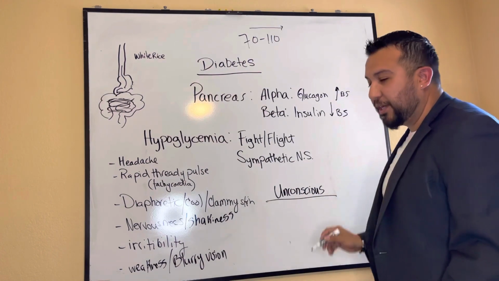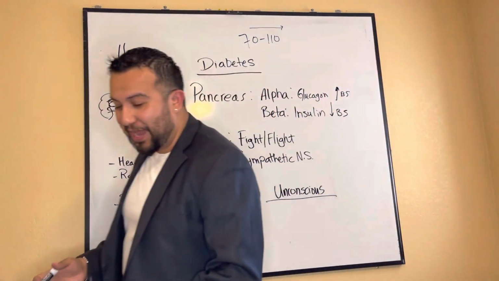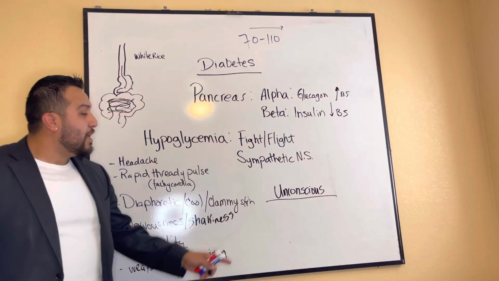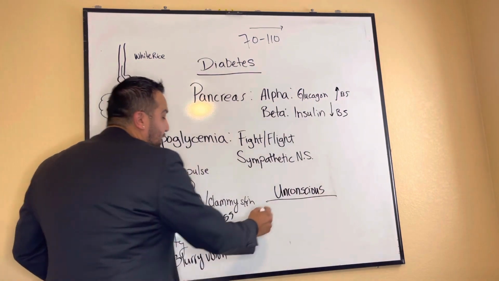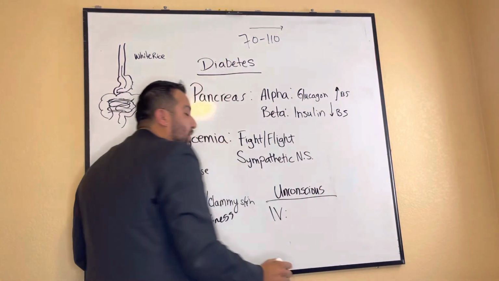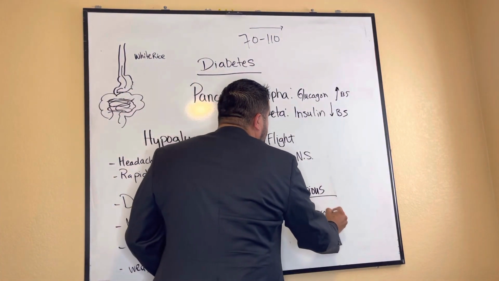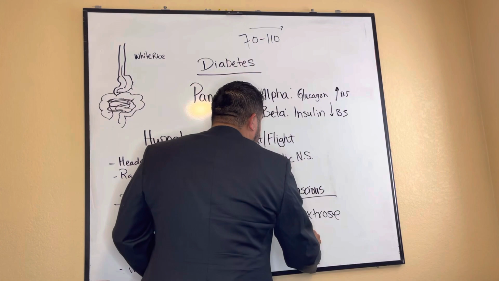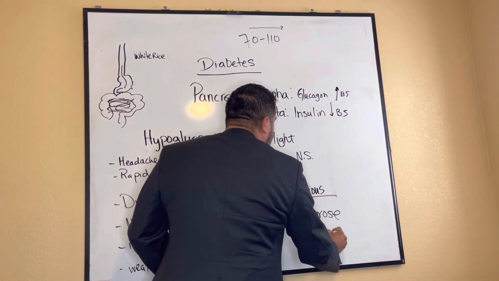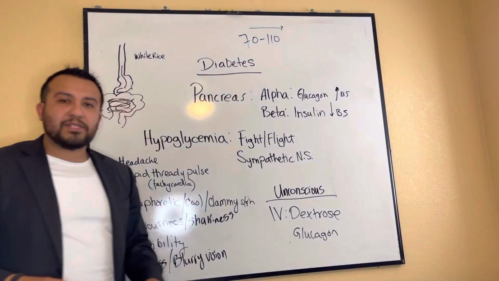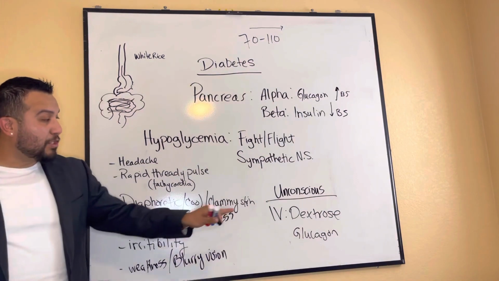Your unconscious patient can't receive anything PO. You have to be mindful of that. Your unconscious patient is going to receive an IV solution. They're going to be receiving dextrose. They're going to be receiving glucagon. Any of those medications is perfectly fine for your patient who is unconscious.